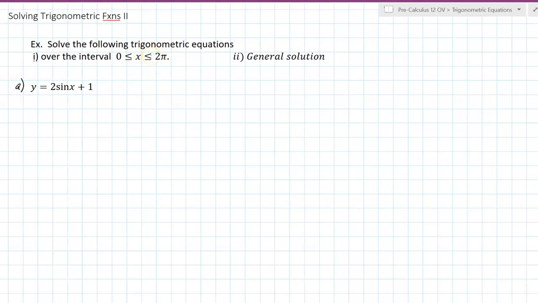So first things first, we have to set y equal to 0. So let's go ahead and do that. So we're going to do 0 equals 2 sine x plus 1. We are solving for sine x. That is the variable that you have to solve for. So we have to isolate that. So what will we get? -1 equals 2 sine x. So isolating sine x again, divide both sides by 2. And our final answer for sine x is -1/2.